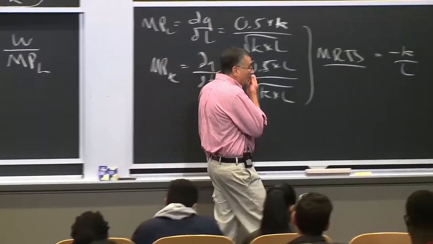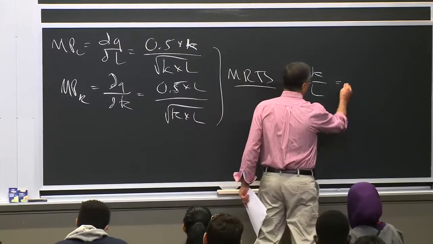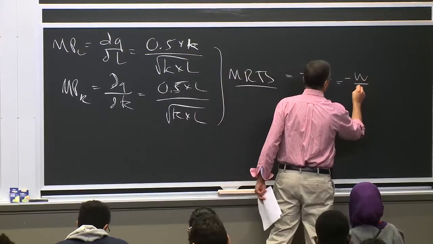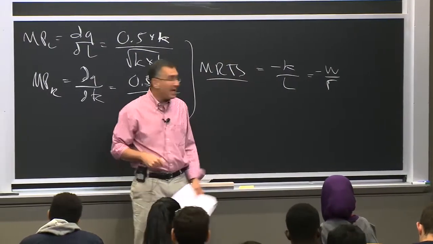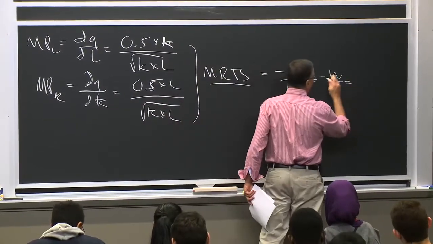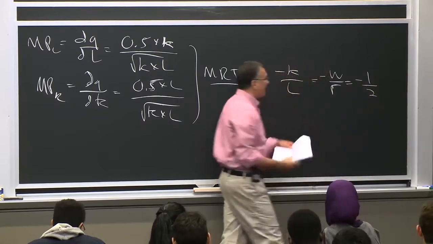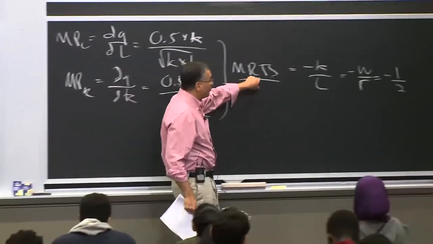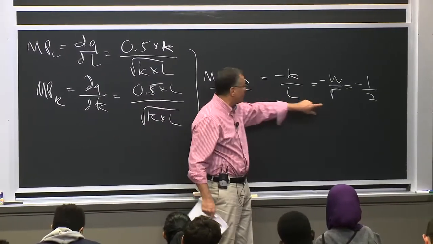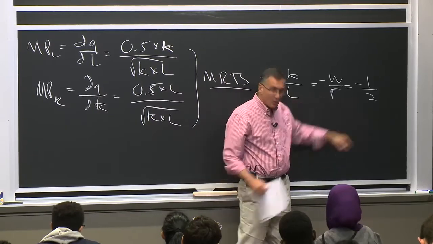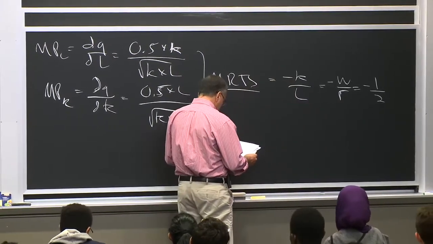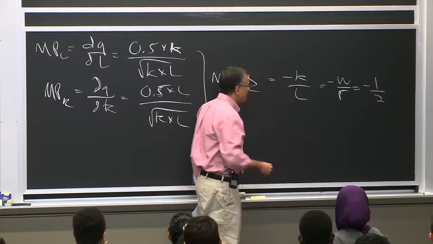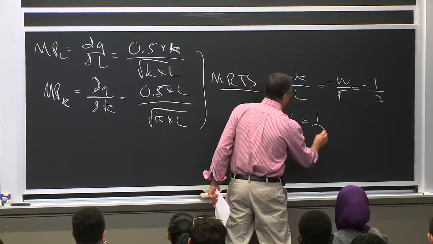We also want to set this equal to the negative of the wage rental rate ratio, okay? And we know that's negative a half, because that's 5 and that's 10. So we set the marginal rate of technical substitution equal to the rental rate ratio, which means we set minus K over L equal to minus a half. At the optimum, that means the amount of capital should be half as much as the amount of labor.